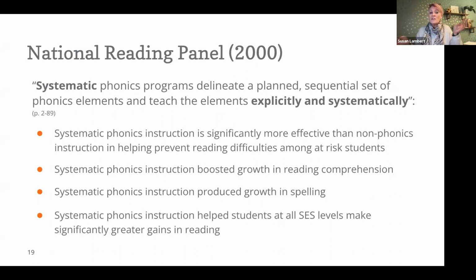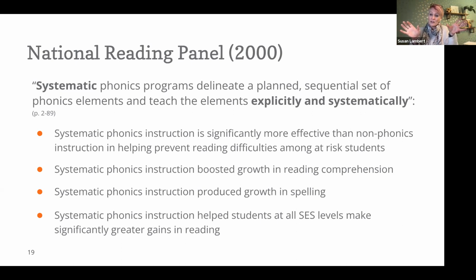Number 1, systematic phonics instruction is significantly more effective than non-phonics. So remember what we said about phonics instruction, letter-sound correspondence, but phonics instruction is a way to teach kids how to read. Hands down, the National Reading Panel said, this is the way to teach kids to prevent reading difficulties, right? Prevention, number 1 thing. Systematic phonics also boosted growth in reading comprehension. Let me say that again. It boosted growth in reading comprehension.